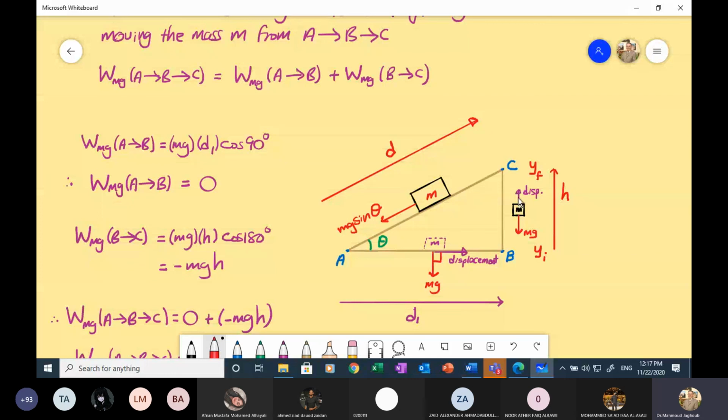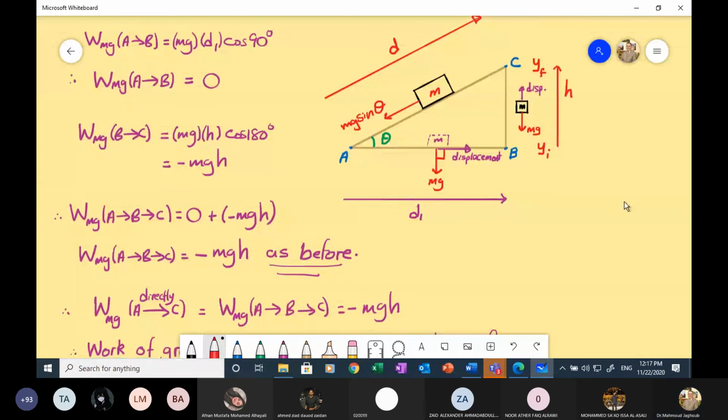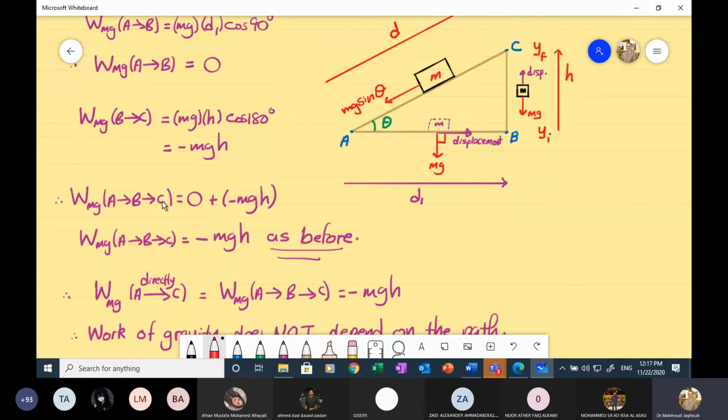Because the displacement is upwards while the force is downwards, they have 180 degrees between them. So the work done from B to C is minus mgh. So what is the total work from A to B to C?